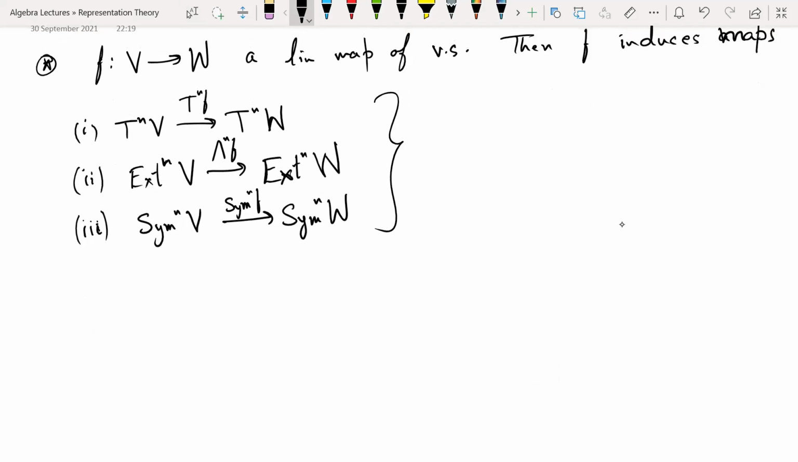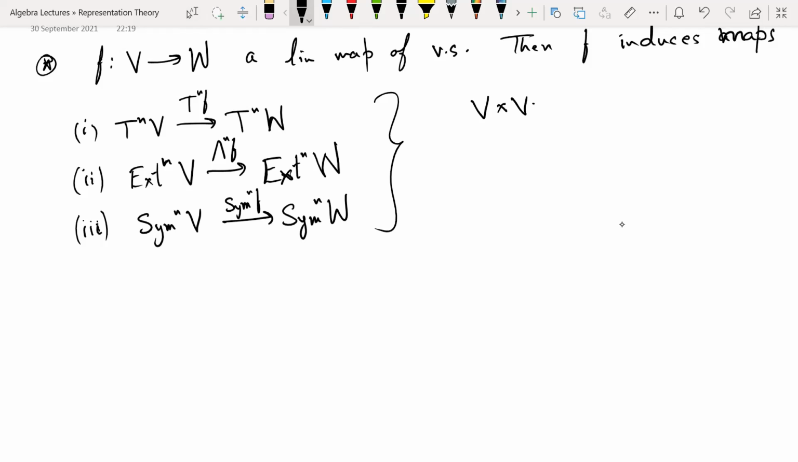It's not that complicated to give these maps. You want to give a map from T^n V to T^n W. So what you have to do is give an n-linear or multilinear map from n copies of V to T^n W, and that will induce a unique map from T^n V to T^n W. And there is an obvious candidate.